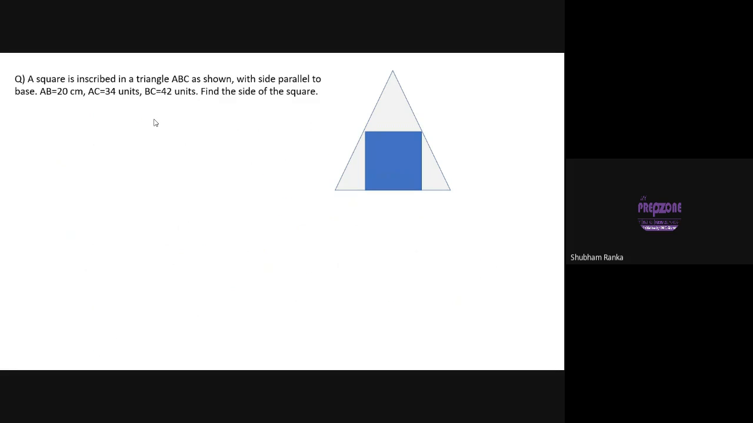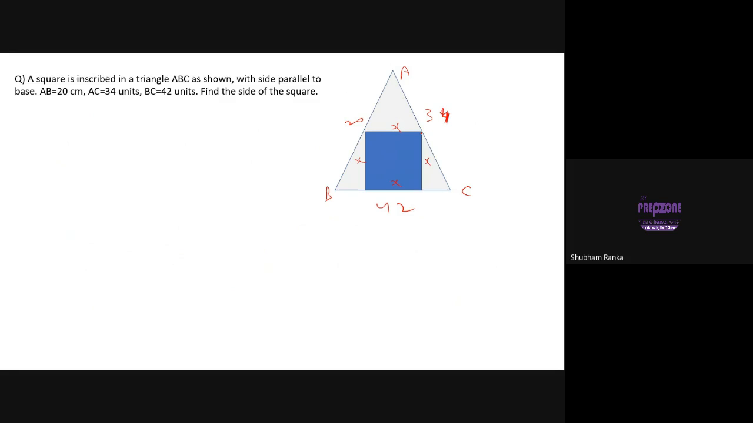A square is inscribed in a triangle ABC as shown, with its side parallel to the base. Let's first name this triangle. AB is 20, AC is 34, BC is 42. Find the side of the square. So this is a square, and we need to find its side, let's say x.